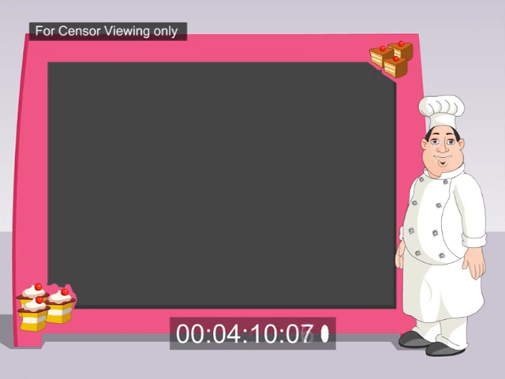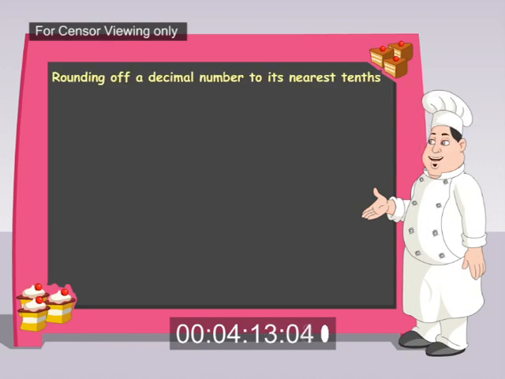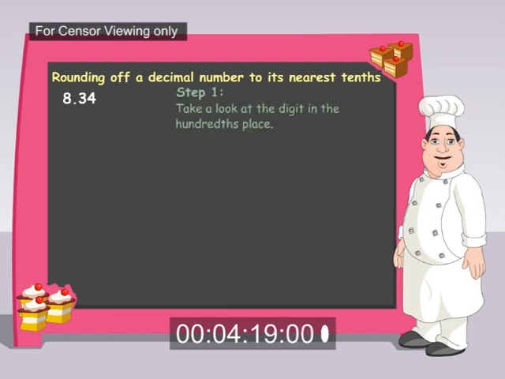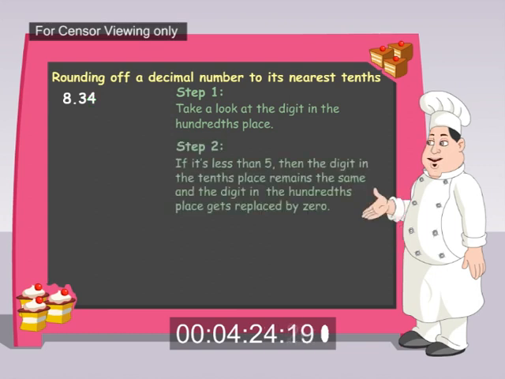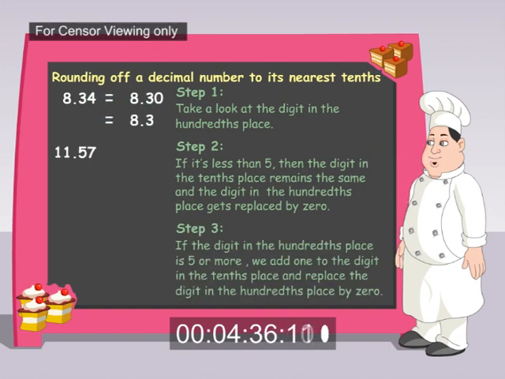How about learning how to round off a number to its nearest tens? For this, take a look at the digit in the ones place. If it is less than 5, the digit in the tens place remains the same, and the digit in the ones place is replaced by 0. If the digit is 5 or more, we add 1 to the digit in the tens place and replace the digit in the ones place by 0.